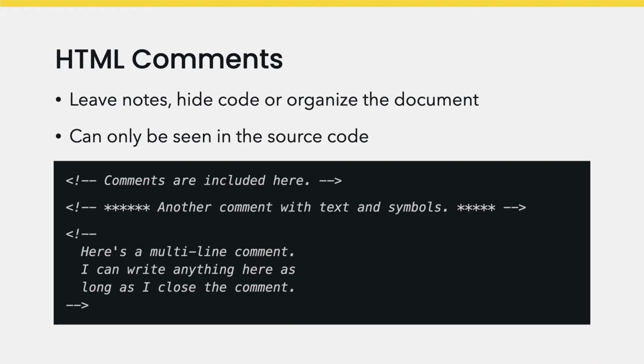Sometimes you may want to leave notes in the code for yourself or for others when working on a team or on an open source project. You can do so with HTML comments, which can only be seen in the source code and will not display in the browser. In addition to leaving notes, comments are often used for hiding code for later use and organizing the document. To write a comment, start with a left-angled bracket, followed by an exclamation mark and 2 dashes. Then close the comment with 2 more dashes and the right-angled bracket.